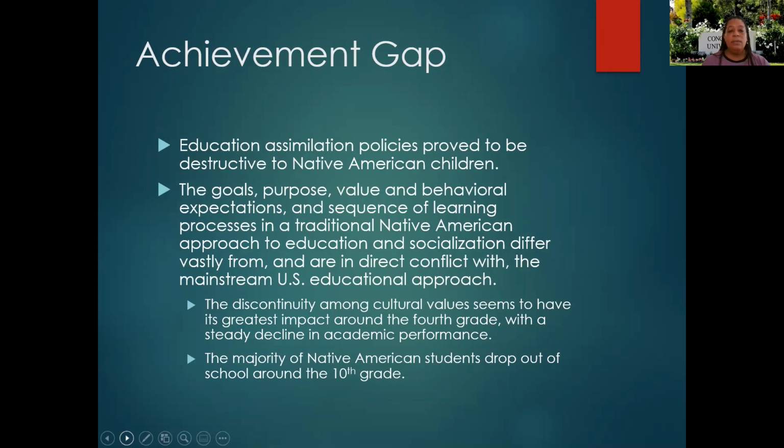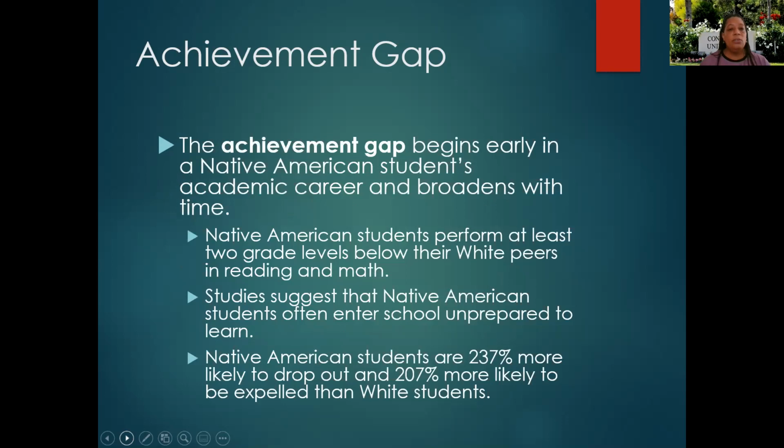The discontinuity among cultural values seems to have its greatest impact around the fourth grade, with a steady decline in academic performance. The majority of Native American students drop out of school around the 10th grade. So the achievement gap begins early in the Native American student's academic career and broadens over time. Native American students perform at least 2 grade levels below their white peers in reading and in math.